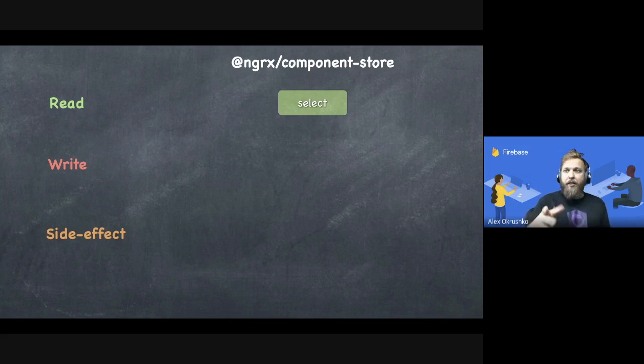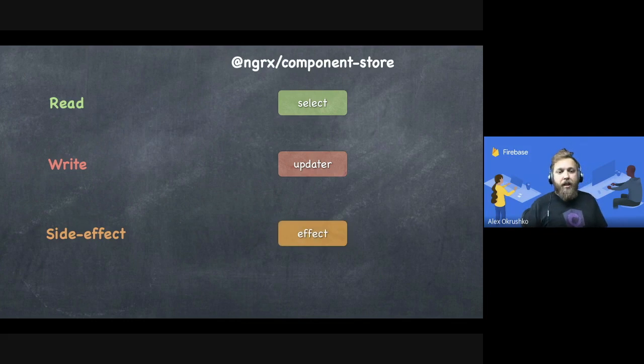But let's quickly take a look at those APIs. So for the read, we can select things. For the write, we have an updater method. And for side effects, we have an effect. Let's take a look at the example.